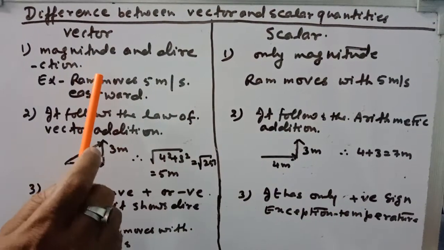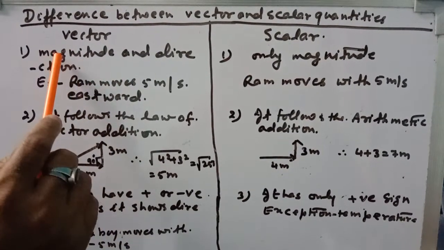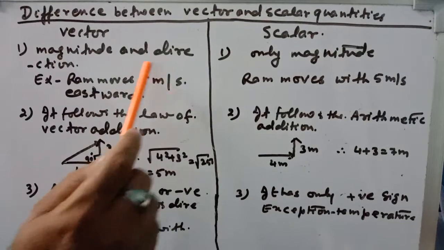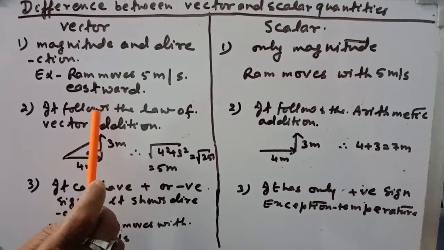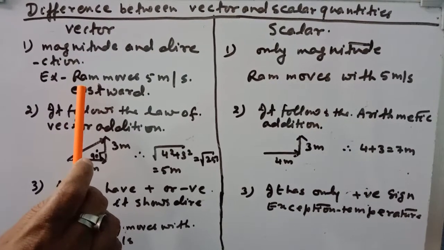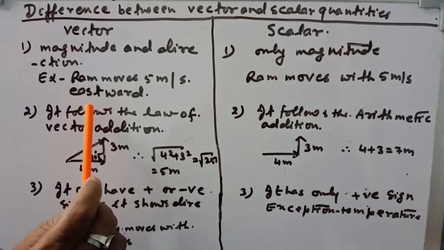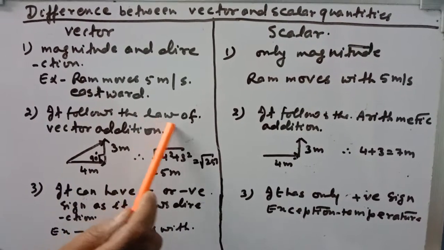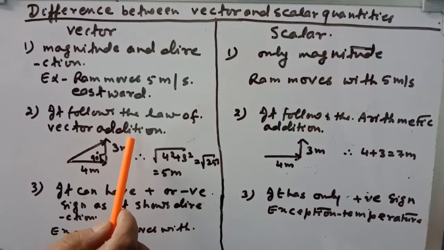Now in the case of vector quantities there are also some exceptions. It has been written here that a vector has magnitude and direction. In the case of current, it has a direction, it moves from higher potential to lower potential, but it is considered a scalar quantity because it does not follow the law of vector addition. This is the essential condition. It does not follow the law of vector addition.